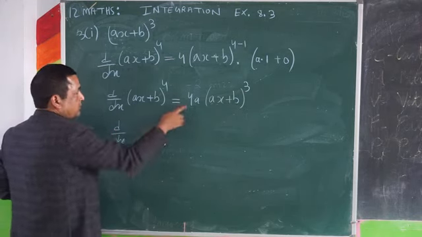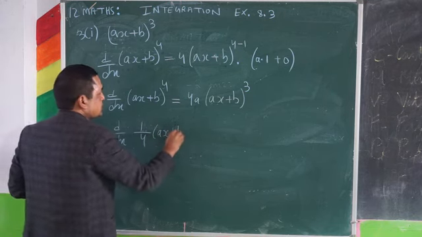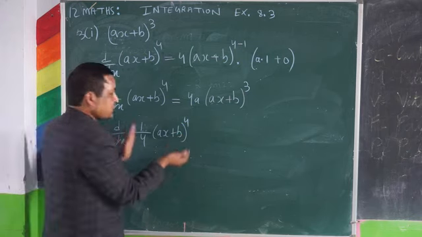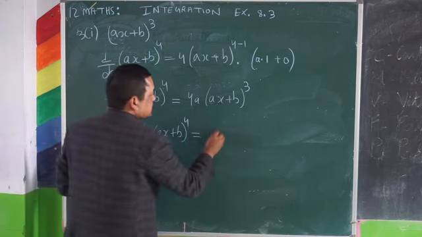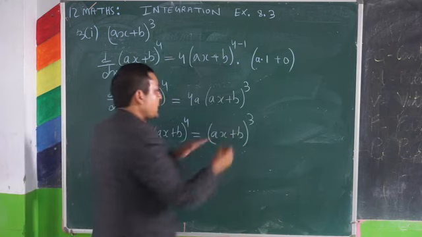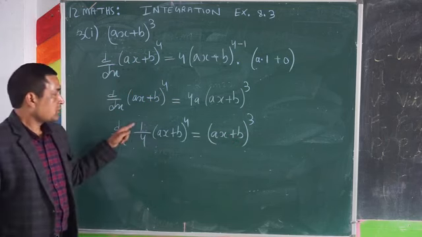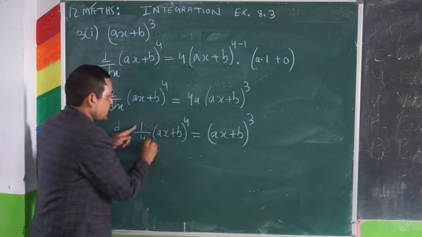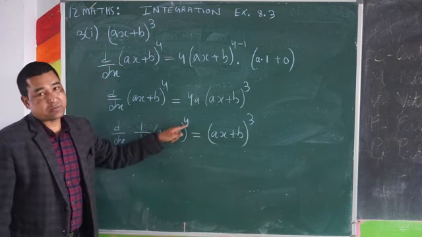Then what is extra? This multiplied term goes down, that means d/dx of 1 upon 4a times ax plus b to the power 4. Now this is a question whose differentiation is ax plus b power 3. That means the antiderivative of ax plus b power 3 is 1 upon 4a, ax plus b to the power 4. Sorry, I forgot to write a.